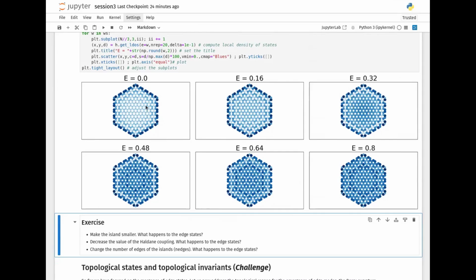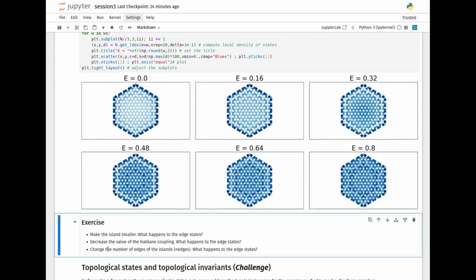And so in practice, the Haldane coupling controls the topological gap, and the topological gap controls, first, the localization length of your edge states, meaning that your edge states are more spread. And second, up to which energies you have edge states. So you are going to have edge states up to the energy of the gap.